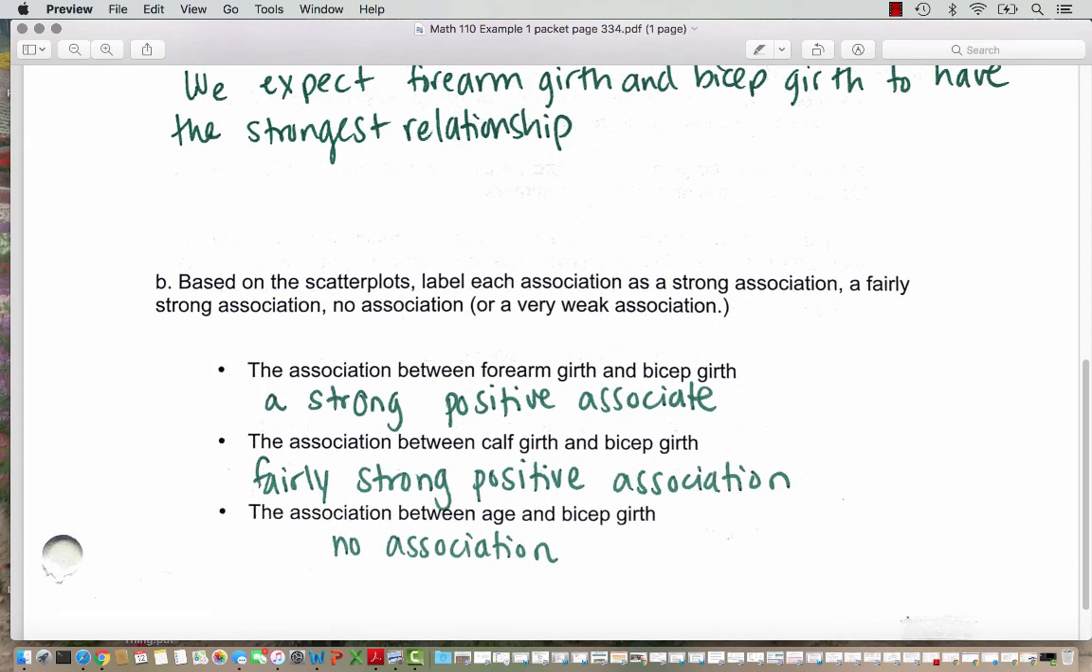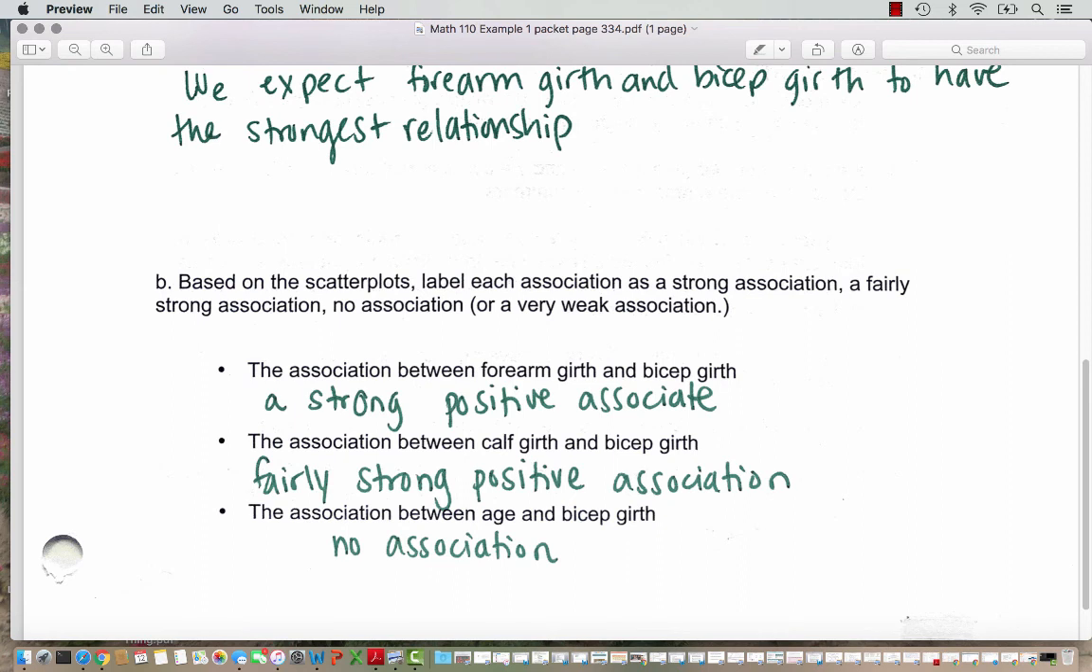Based on the scatter plots, we're going to label each association as a strong association, a fairly strong association, or no association, or you could call it a very weak association. So the association between forearm girth and bicep girth is a strong positive association. Looking at that graph, I wrote associate, but you could write association, because we saw the points were fairly close to a straight line there.